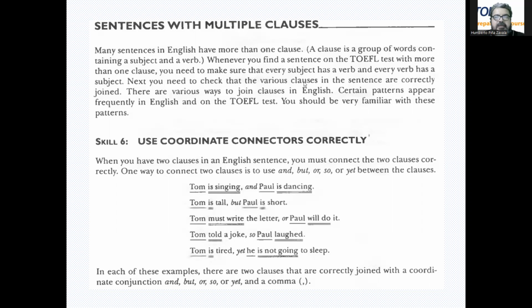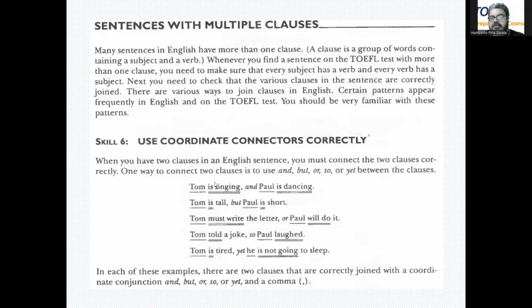Next, you need to check that the various clauses in the sentence are correctly joined, right, put together. There are various ways to join clauses in English. Certain patterns appear frequently in English and on the TOEFL test. You should be very familiar with these patterns. Okay. So, skill number 6, use coordinate connectors correctly. When you have two clauses in an English sentence, you must connect the two clauses correctly. One way to connect two clauses is to use and, but, or, so, and yet, between these clauses.